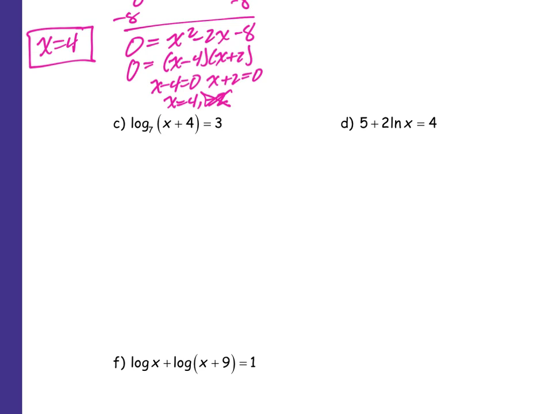And then C, the log is by itself. So I would get 7 to the 3rd power equals, don't need a parenthesis, x plus 4, subtract 4, and I get x equals 339. Okay.